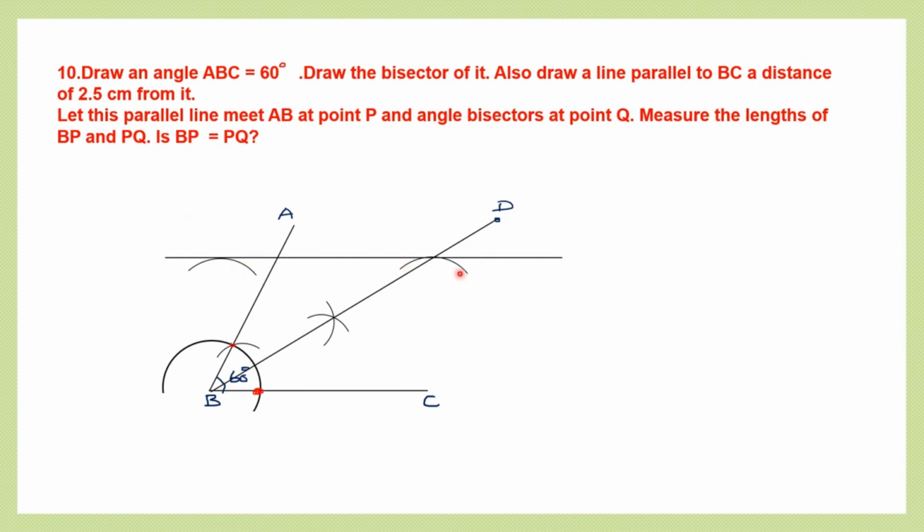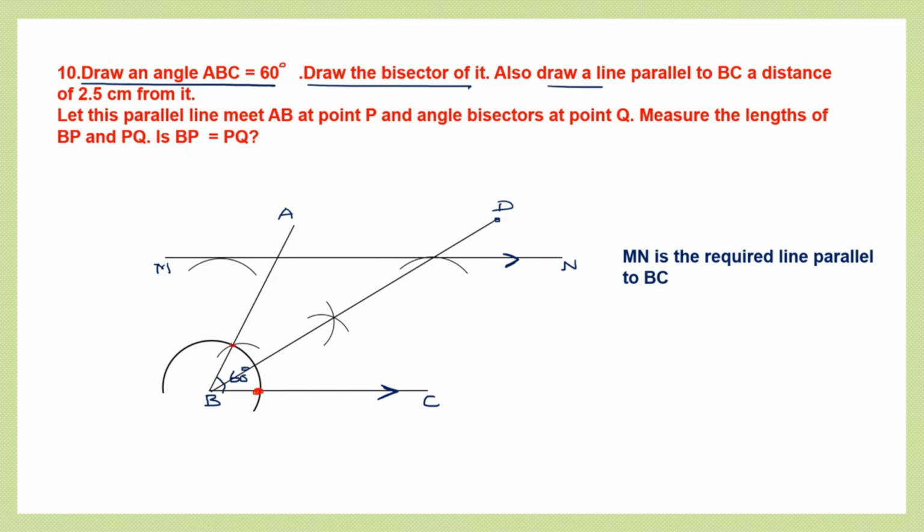So we have this line drawn and let's name it as MN. So this is M and this is N. That means MN is the required parallel line. So MN is the required parallel line to BC. So let's mark that. So MN is parallel to BC. So we have marked that. So what have we done so far? We have drawn an angle of 60 degrees. We drew the bisector of it. Now here we are asked to draw a parallel line. We have drawn the parallel line of 2.5 centimeters from it. So we finish all those parts.